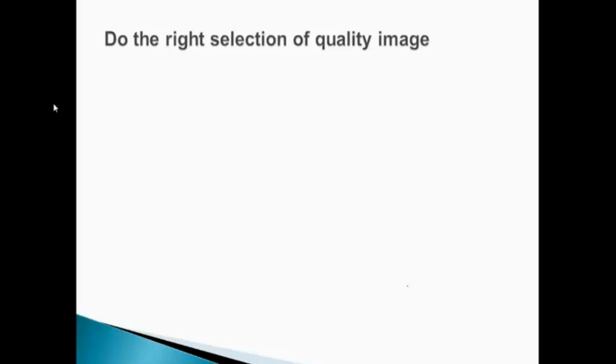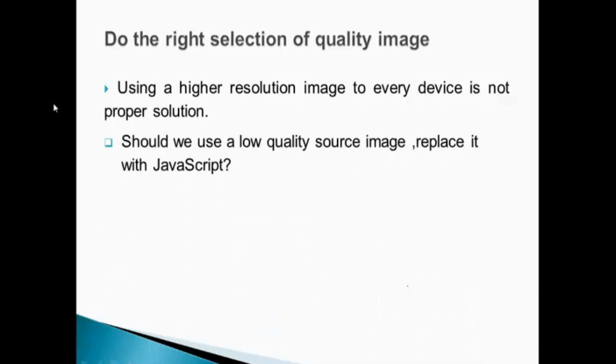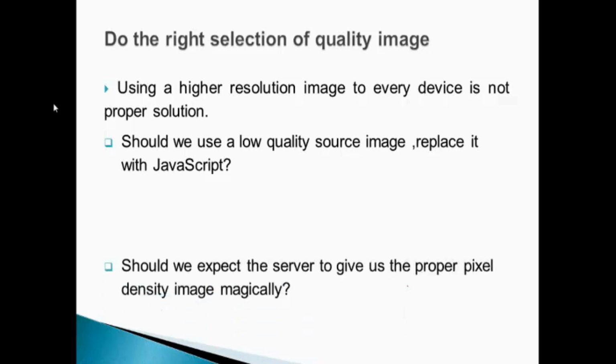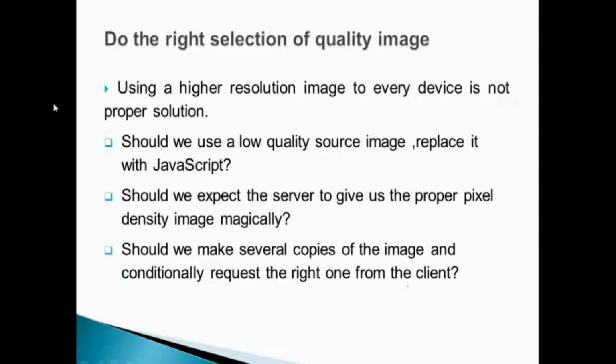Dear student, today we shall discuss the right selection of quality images for our mobile devices. Using a high resolution image for every device is not a proper solution. Now we shall discuss the possible options for the right selection of image quality. First, should we use a low quality source image and replace it with JavaScript? Second, should we expect the server to give us the proper pixel density image magically? Or third, should we make several copies of the image and conditionally request the right one from the client?